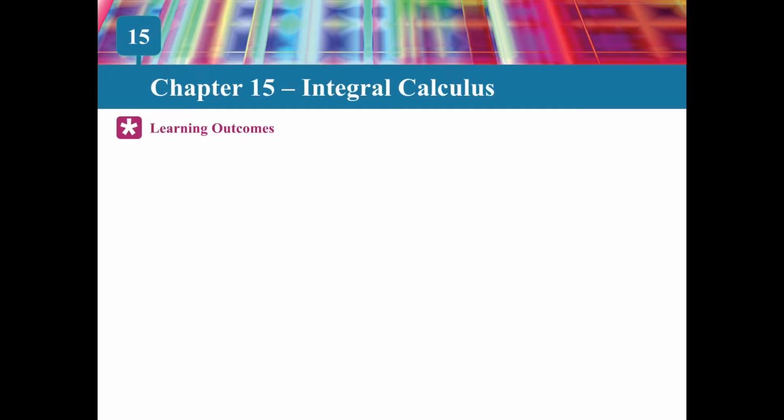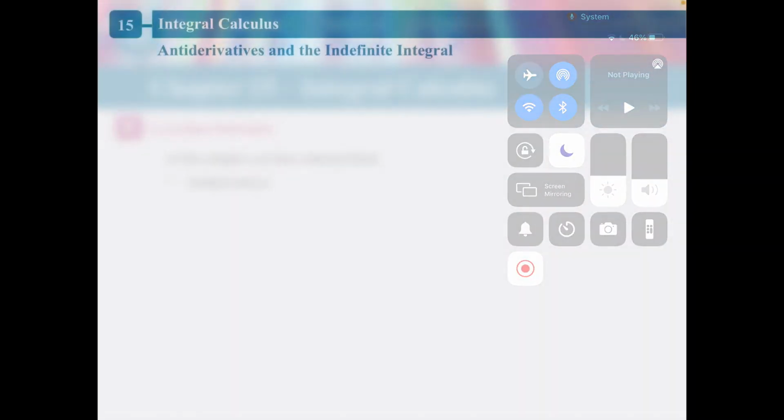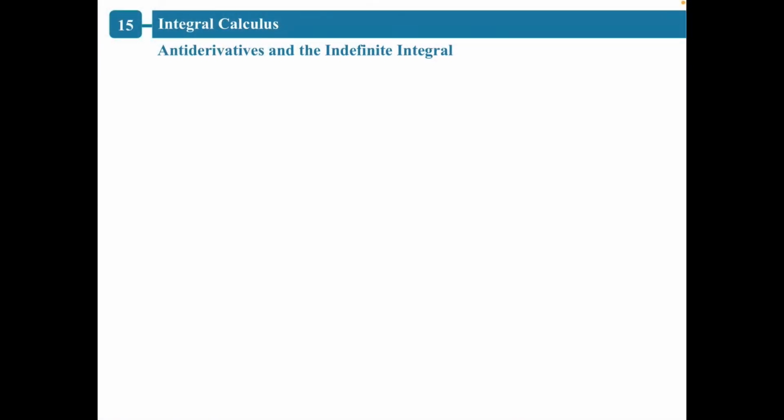Hi guys, so today we're looking at chapter 15, integral calculus. Our learning outcome for today is to understand what an antiderivative is and find the antiderivative of a function. The antiderivative of a function is simply the process of undoing the differentiation. Essentially, this is when the question gives you the derivative and you have to work backwards in order to find the function.